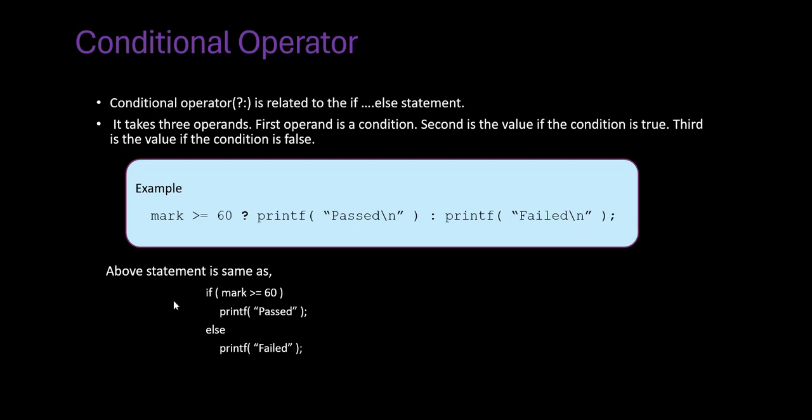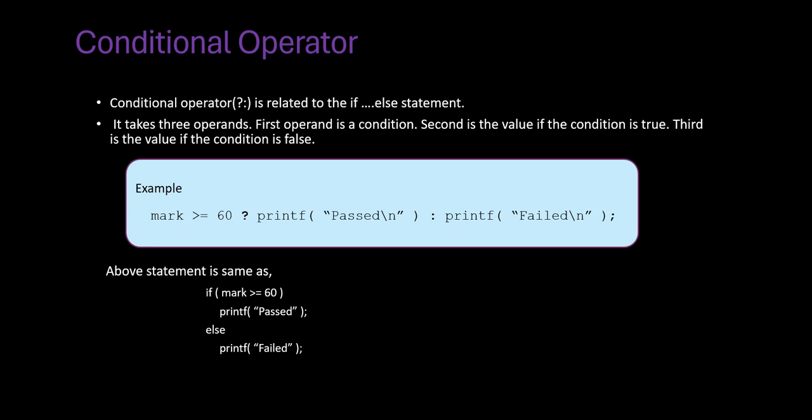Now let's see what a conditional operator is. Conditional operator is related to if-else statement. It takes 3 operands. First operand is a condition. Second is the value if the condition is true. Third is the value if the condition is false.